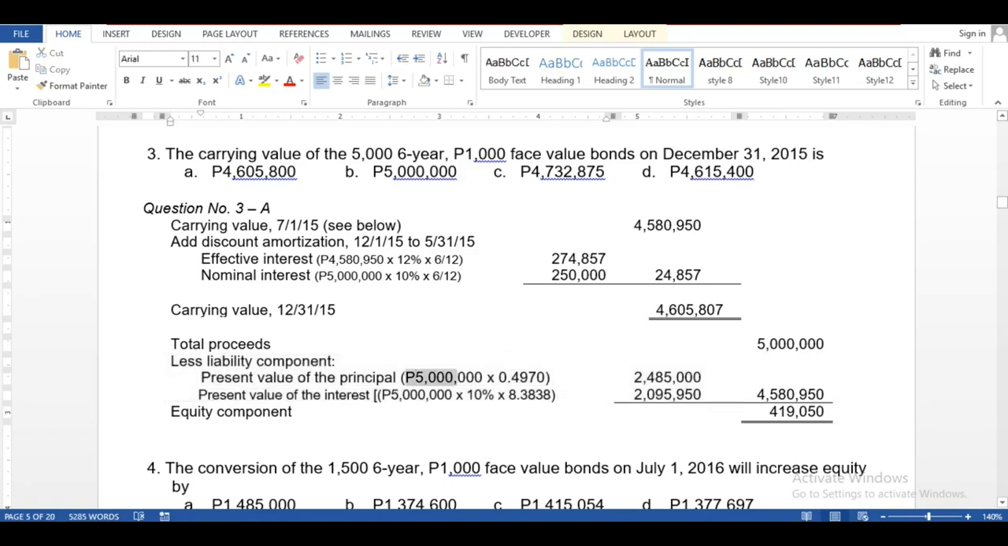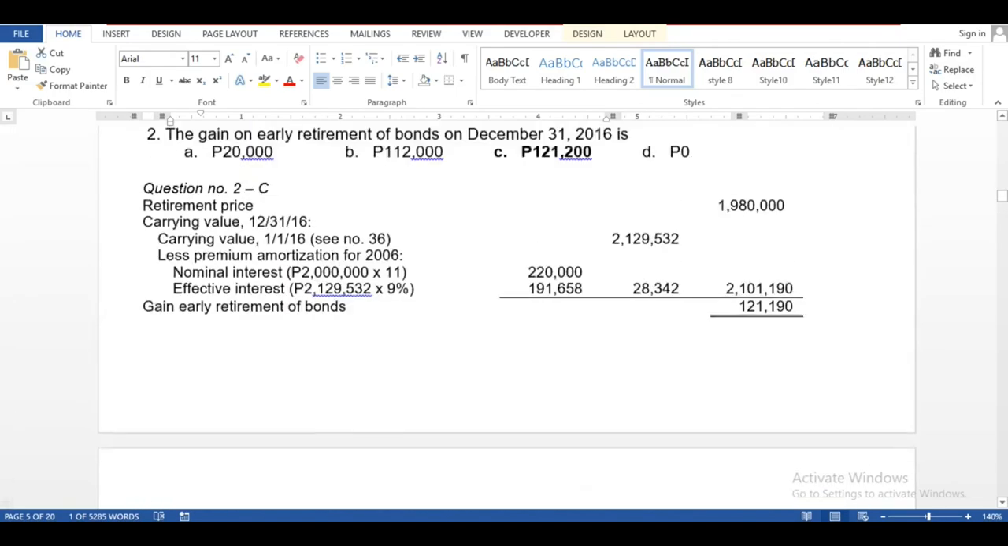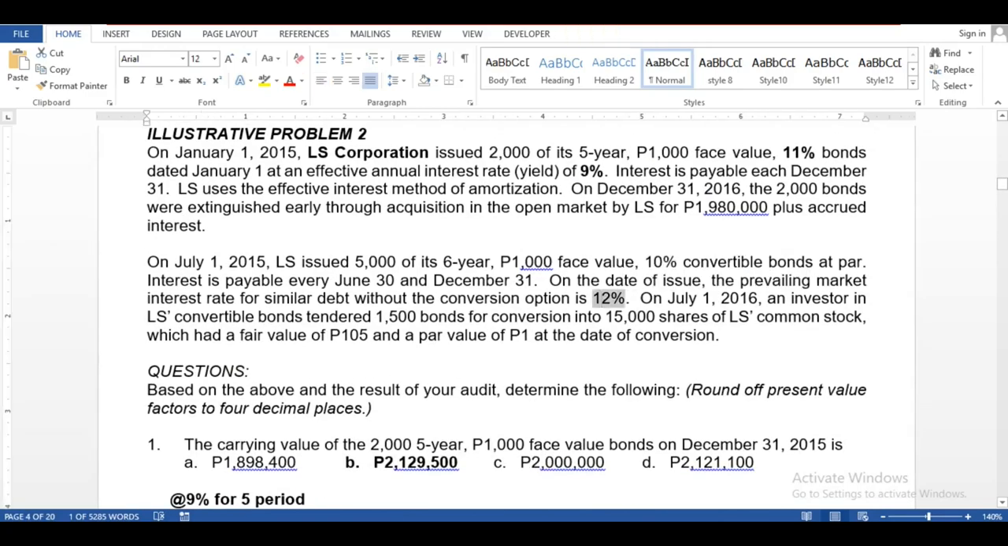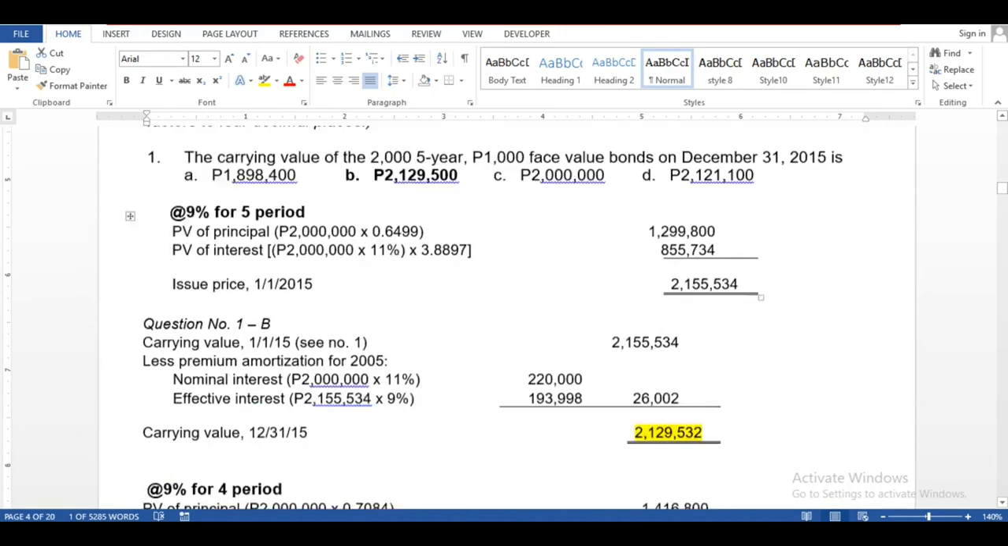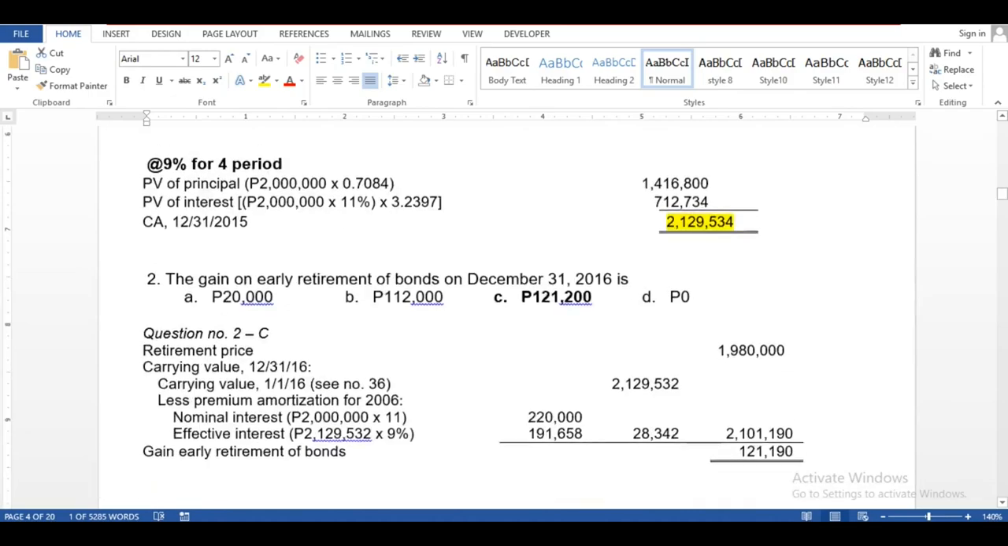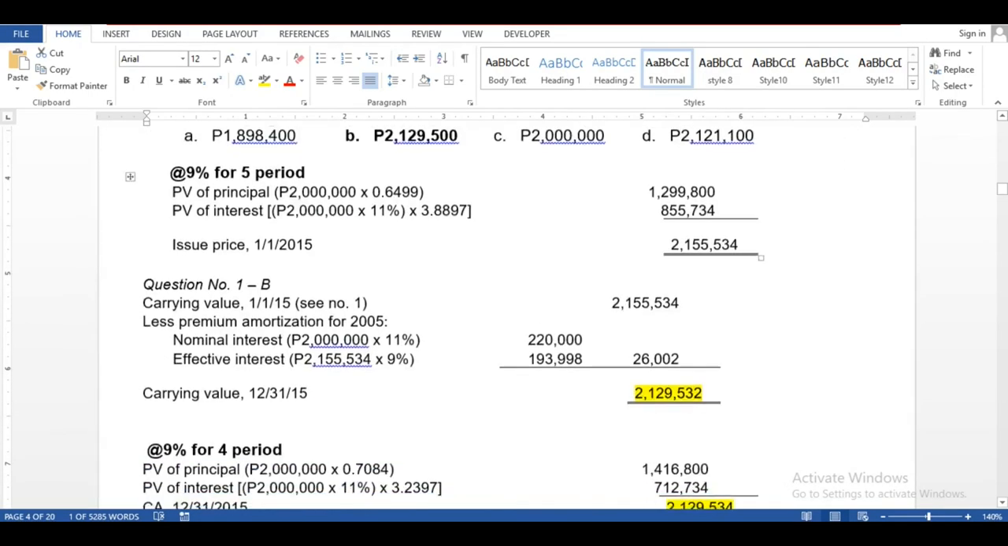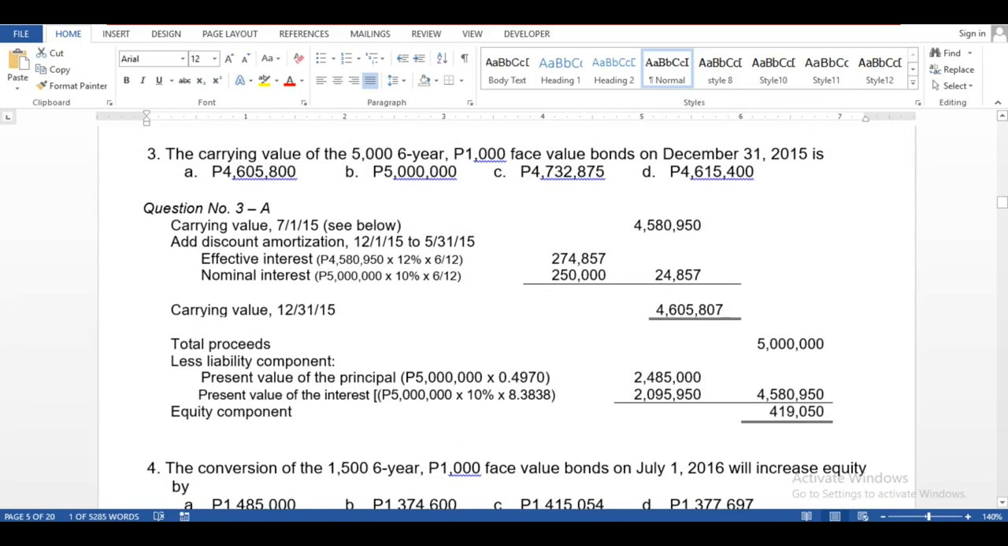So 5,000 multiplied by 0.4970. So this is PV of 1. Magkano ba yung effective rate? So the effective rate without conversion option is 12%. So instead of 12%, di ba this is semi-annual, so 6% po siya. Okay. Ilang years ba? 6 years, so 12 periods.